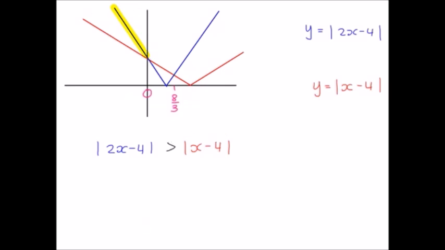For values of x which are less than 0, so when x values are less than 0 in this direction, this graph is above this one. This one is more than, it's above this one. This is also true for this region of the graph as well, where once again the modulus of 2x minus 4 is above the graph of the modulus of x minus 4. So for values of x which are more than 8 over 3.